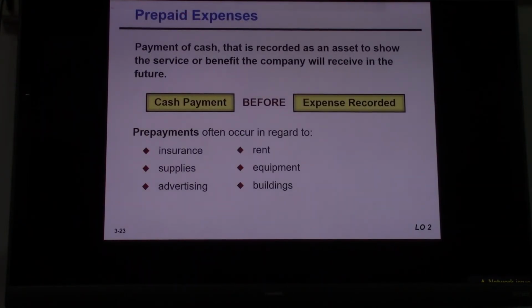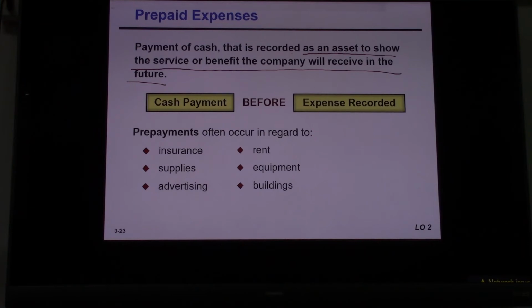Let's start with the first type of adjusting entry, prepaid expenses. Prepaid expenses, again, arise when cash is paid before expense is recognized, before expense is incurred, before expenses are used. So payment of cash is recorded as an asset to show the service or benefit the company will receive in the future. So again, prepaid expenses are recorded as assets, which will provide us with a future benefit. When these assets are used, we can now recognize this as an expense.